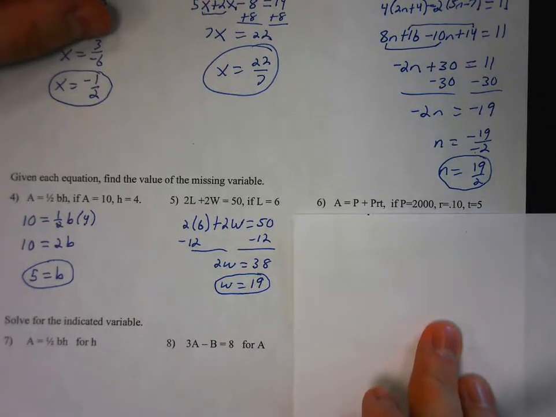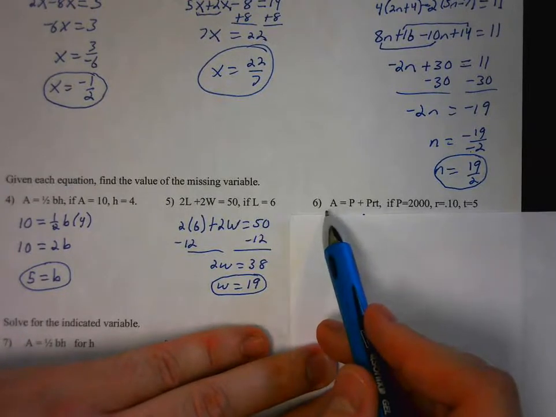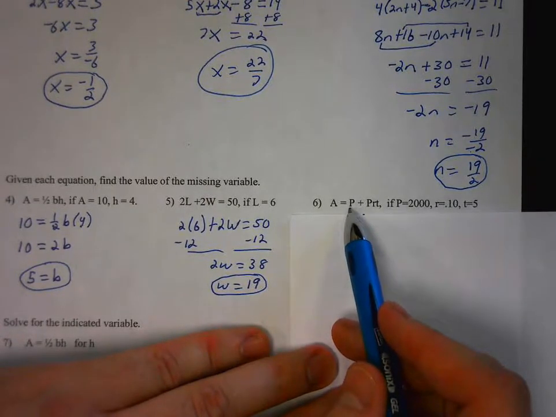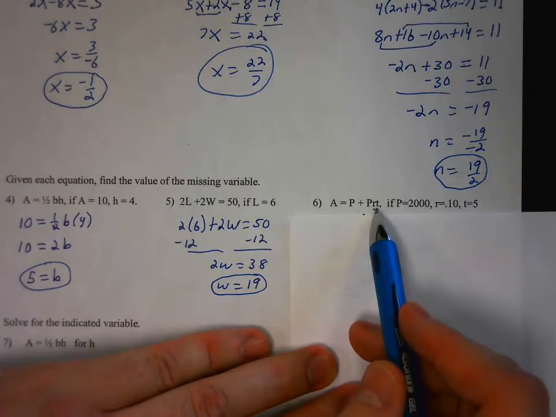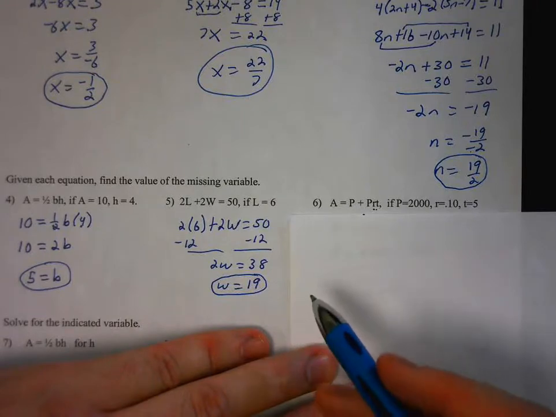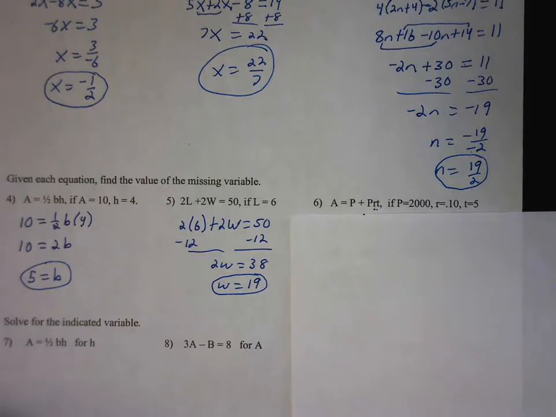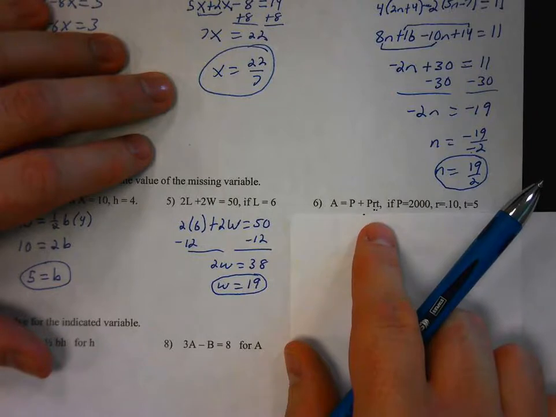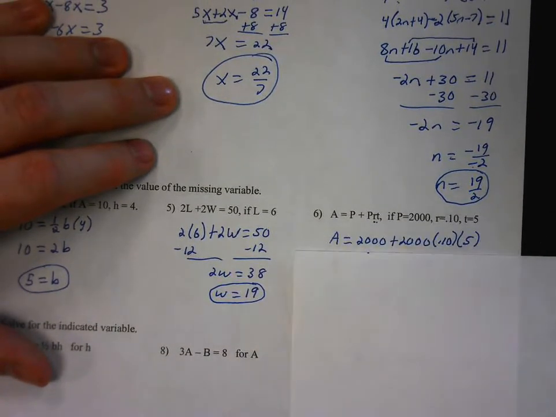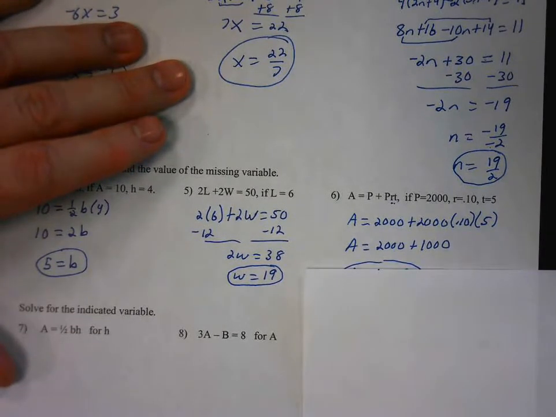Okay, number 6. This one's a little more complicated. A equals P plus PRT. This is actually a formula for simple interest. The amount you would end up with would be P, the principal, so what you started with, plus the principal times R, the interest rate, times T, the number of years that you're going to have the loan. So if P equals 2,000, R equals 0.1, and T equals 5, again, just substitute your values in for P, R, and T. And then that's a pretty easy calculation. 2,000 plus 1,000 will give you 3,000.